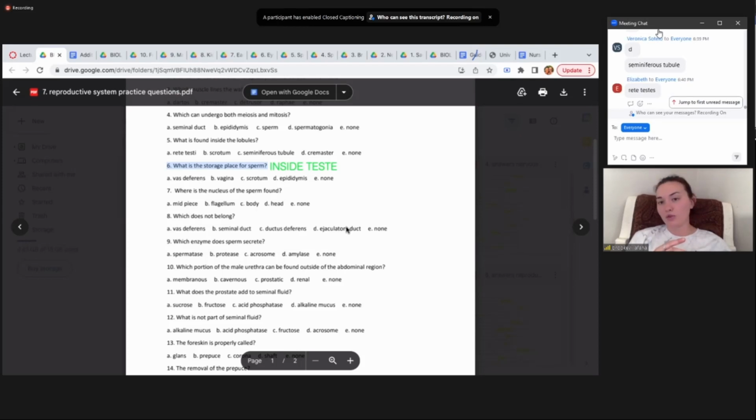Inside the testis, there's one other. There we go, rete testis. So rete testis is the storage place for sperm inside the testis. Epididymis, storage place for sperm outside the testis. And then seminiferous tubules make the sperm themselves. Good. So the only reason they're not stored in the seminiferous tubule, they're traveling, but they don't actually stay there. Does that make sense? It's not a long-term storage place.